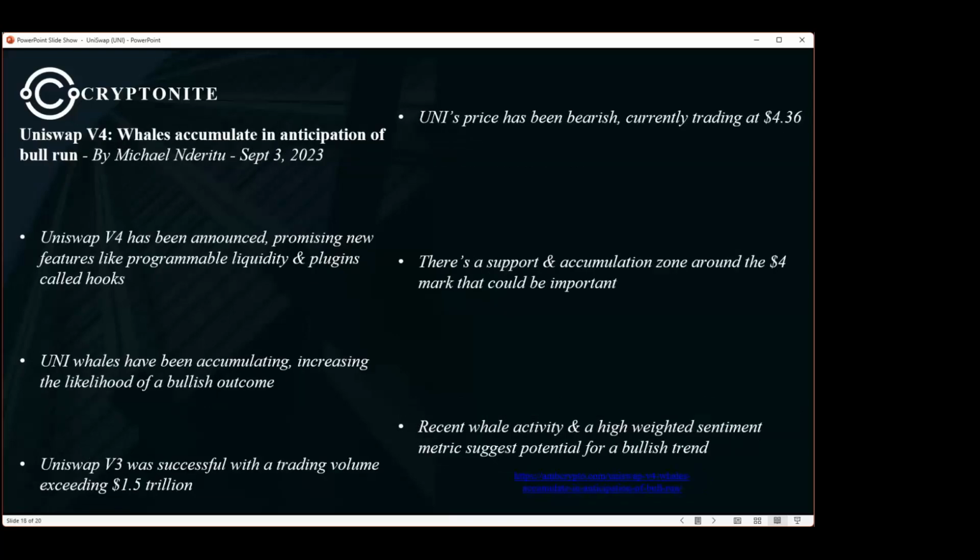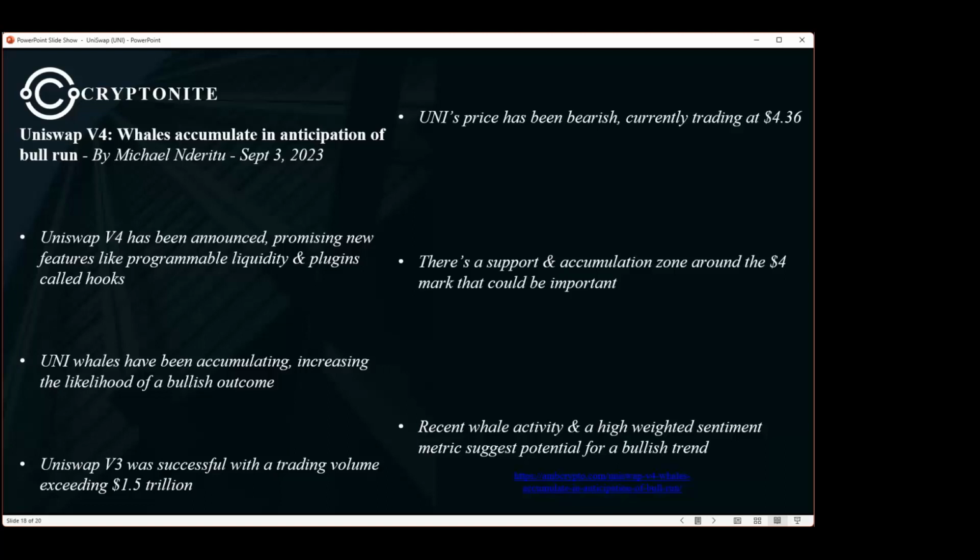And the last thing is whales are accumulating in anticipation of the bull run. Uniswap v4 has been announced and it promised some new features like programmable liquidity and also plugins. And the Uni whales have been accumulating, and of course that increases the likelihood of a bullish outcome for the Uni coin. Uniswap v3, which is now released, was successful with a trading volume exceeding 1.5 trillion.